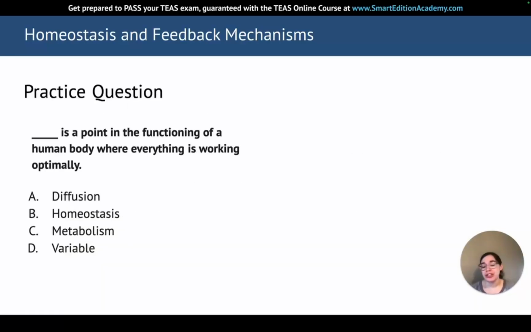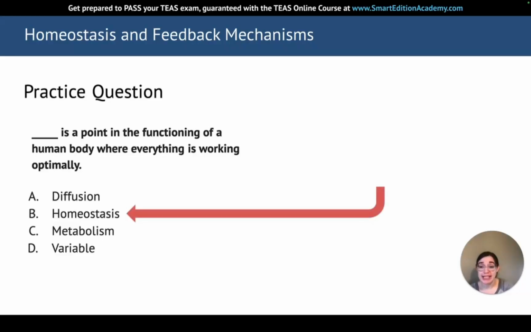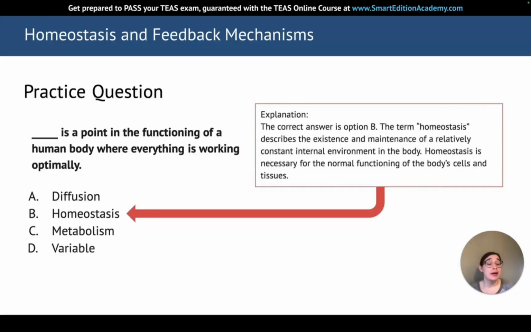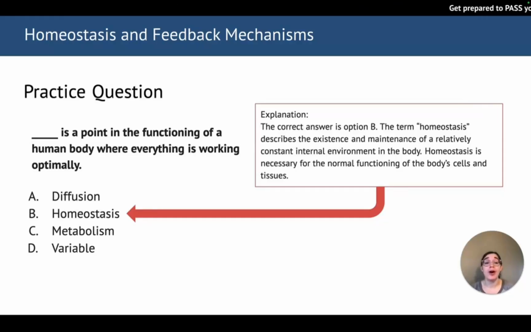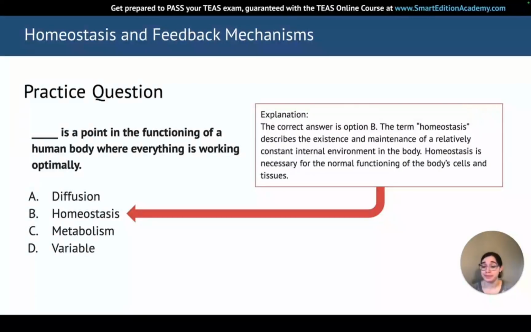So a couple of practice questions here to bring this home. Blank is a point in the functioning of a human body where everything is working optimally. Is it A, diffusion? Is it B, homeostasis? Is it C, metabolism? Or is it D, a variable? And as we have seen, the term homeostasis indicates a point in the functioning of a human body where everything is working optimally. All the variables are being maintained within their normal range, and the cells and tissues of the body can thus function normally. So this is the ideal state. This is what our bodies work to achieve.